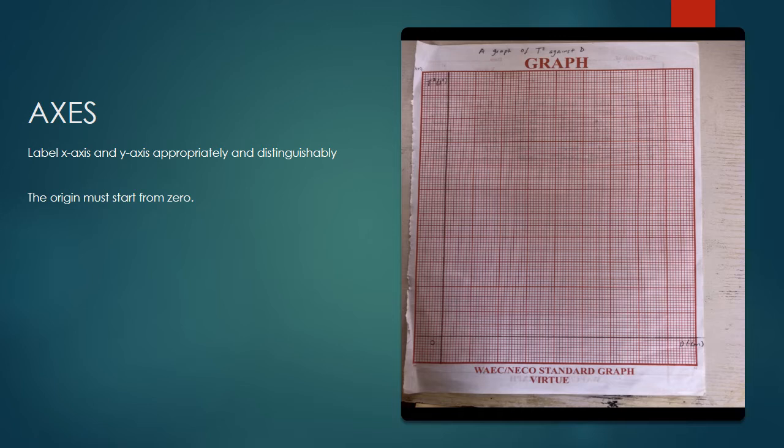So the axis now, you must label your axis, your x-axis and the y-axis. You must label them, and they must be distinct. You should be able to easily recognize your axis. And there's something about the axis that you must know: your origin must always start from zero. Please, your origin must always start from zero. Don't just be putting any figure that you like. You label your axis appropriately, and they should be distinguishable. And whenever you are labeling your axis, you must put units there too.